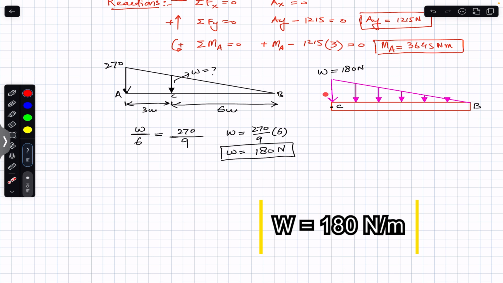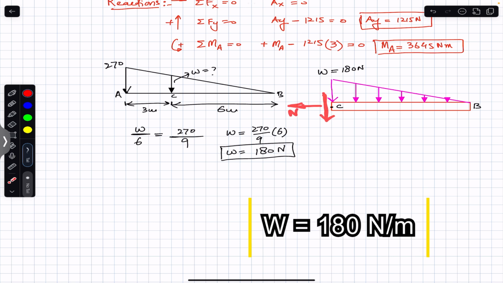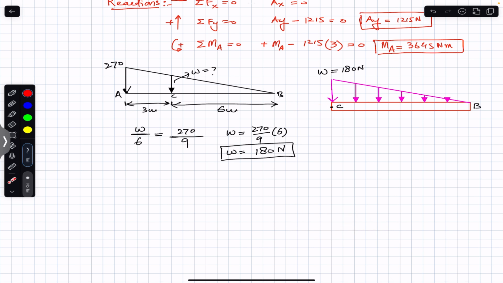At C, we will have the shear force in the downward direction, let's say. So we will have the shear force in the downward direction, and we will have the normal force, let's say, in this direction. Let's say this is NC, this is VC, and we will have the bending moment in this direction. So let's draw VC. This will be our VC. This will be, let's say, our normal force at C, and let's say this is our bending moment at C. This is MC.